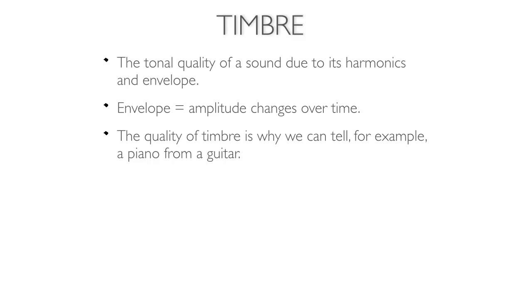So what is timbre? It is the tonal quality of a sound due to its harmonics and envelope. Well, what's an envelope? It's not something you're going to mail something in, in this case. It's how the sound amplitude changes over time. So we have some instruments that have very percussive envelopes, like piano or maybe a vibraphone or anything that's plucked or hammered. It's going to have a very quick onset of amplitude in the envelope.